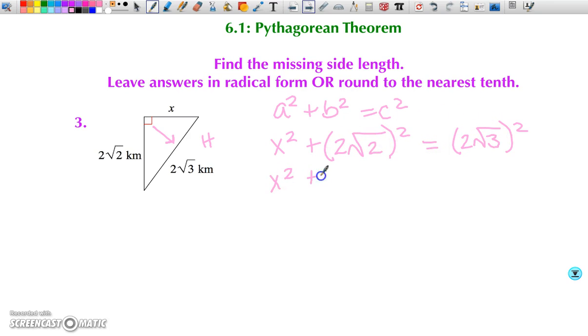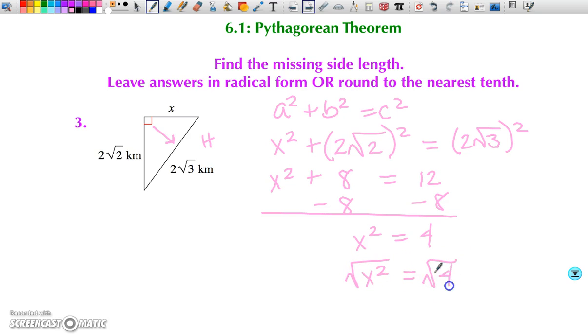And when you do that, what you end up getting is 8 here, and on the other side you get 12. Now subtract 8 from both sides, and you will get x squared equals 4. Take the square root of both sides of your equation, and this time, again, it comes out to a perfect whole number, so we get x is 2.